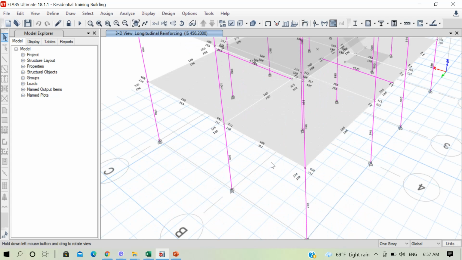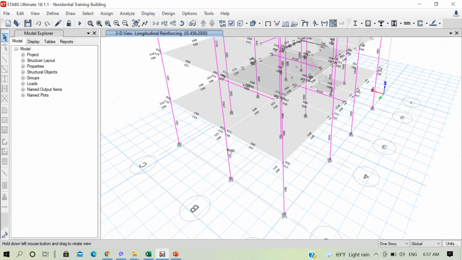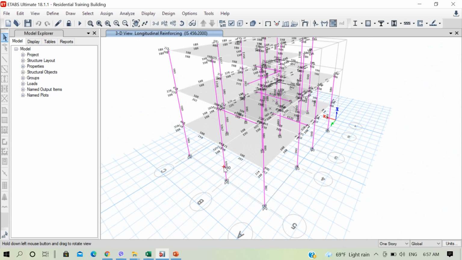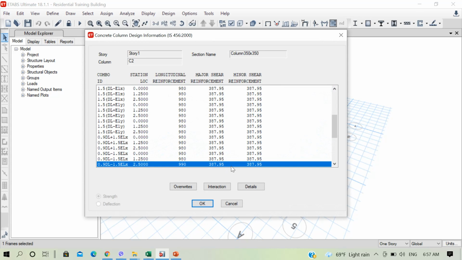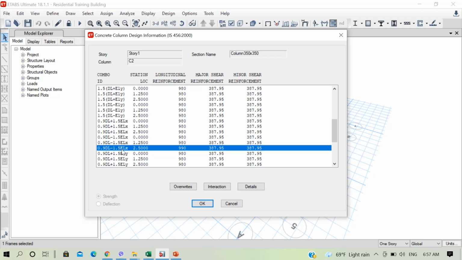Now I want to select one sample column and see how it is designed in ETABS. For that, I have selected this column at grid B5. If you right click on this, you will see the design results. You will see that 0.9 dead load minus 1.5 earthquake load is the governing load combination here. We are getting longitudinal reinforcement 990 and major and minor reinforcement 387.95. So how do we get to 990?